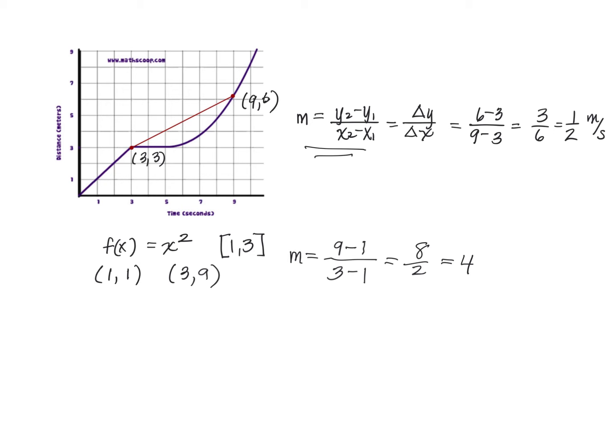So the average slope of the function f(x) equals x squared over the interval from 1 to 3 is equal to 4. And so if you were to graph this function f(x) equals x squared and draw a secant line from the point (1, 1) to the point (3, 9), the slope of that secant line would be 4.